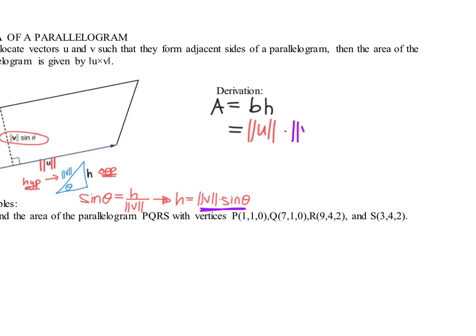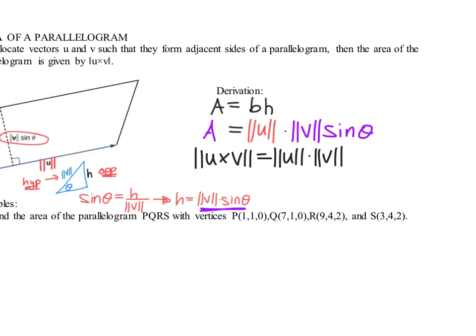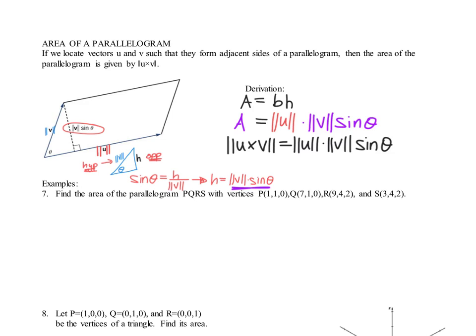So v sine theta. That's the area of a parallelogram. It also happens to be the magnitude of the cross product between u and v. So it's really just a question of cross product. If I ask you to find the area of a parallelogram, I'm just asking you to find the cross product between any two adjacent sides, because that will give us the area, assuming you find the magnitude of it, it'll give us the area of the entire parallelogram.